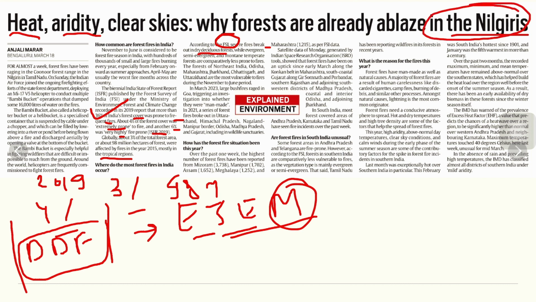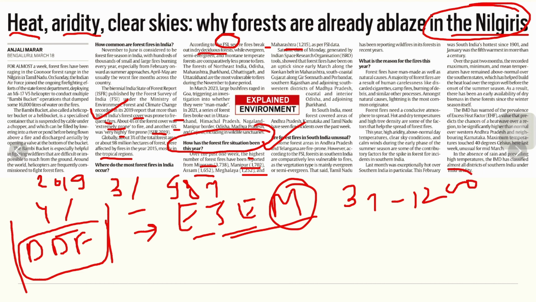Right now the Nilgiris are facing this issue. According to the data, the highest number of forest fires has been reported in Mizoram, Manipur, Assam, Meghalaya and Maharashtra, ranging between 3,700 and 1,200 from the highest-ranking state to Maharashtra. Satellite data shows that the Konkan belt in Maharashtra, southern coastal Gujarat along Gir and Somnath, Porbandar, southern Rajasthan and adjoining southwestern districts of Madhya Pradesh are also affected.